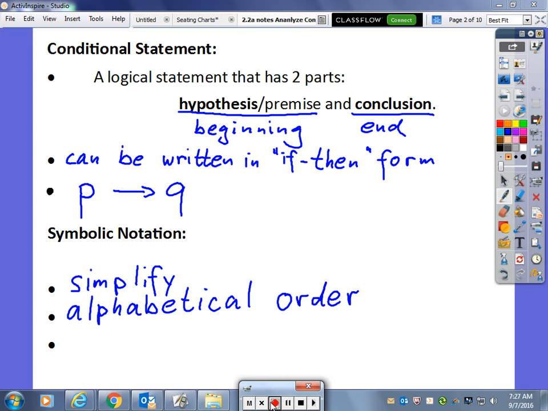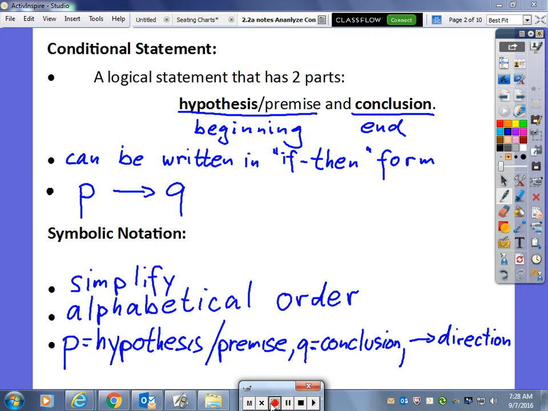As I said before, we use the letters of the alphabet in alphabetical order. In other words, the letter that we use to indicate the hypothesis comes before the letter that we use to indicate the conclusion. Very frequently we use P for the hypothesis or premise and Q for the conclusion, but we can use other letters as well. And the arrow indicates the direction, in other words, which part, in this case the hypothesis, is the condition for the conclusion and leads to the conclusion.